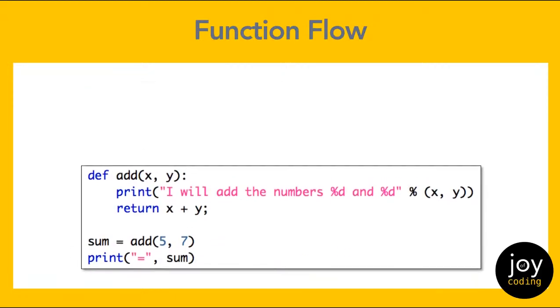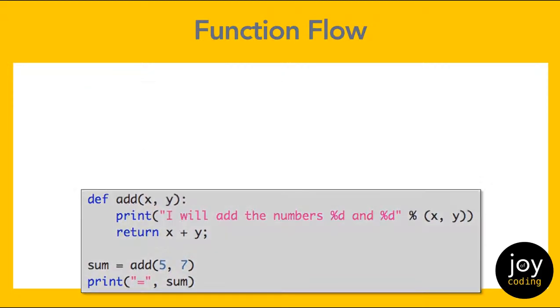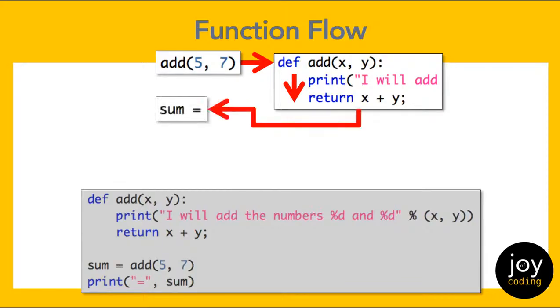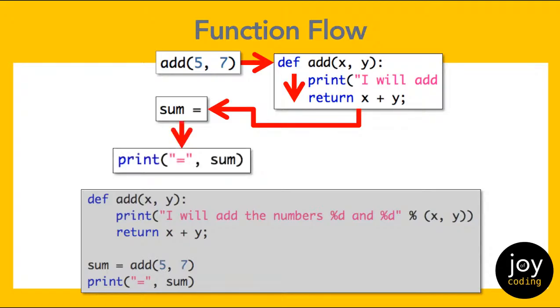So what I'd like to do is summarize all of these different components and the flow that we saw. So first we started with our call to add(5, 7), which was then passed to our function definition. And so those variables x and y get the values 5 and 7. We printed, we returned x plus y, and then we assigned that result to our sum. And finally, we then printed it.